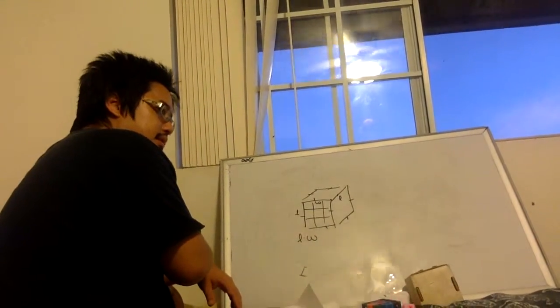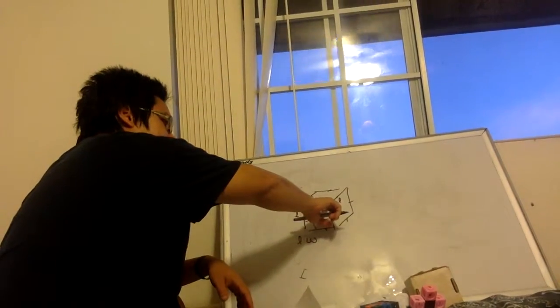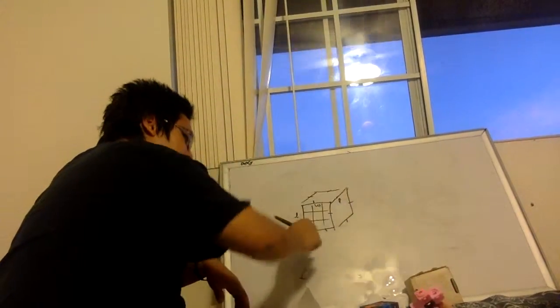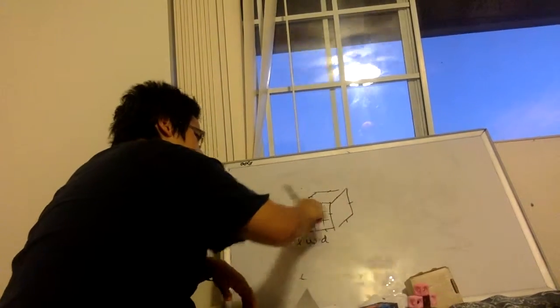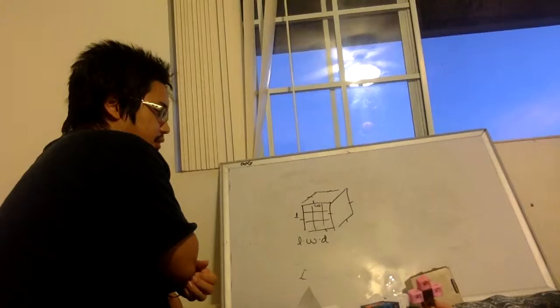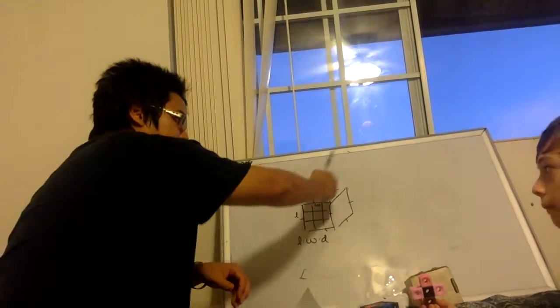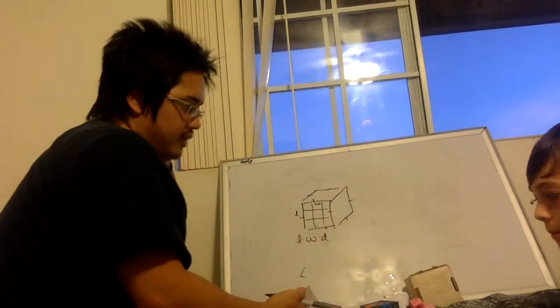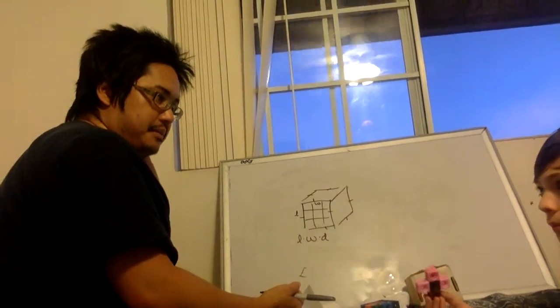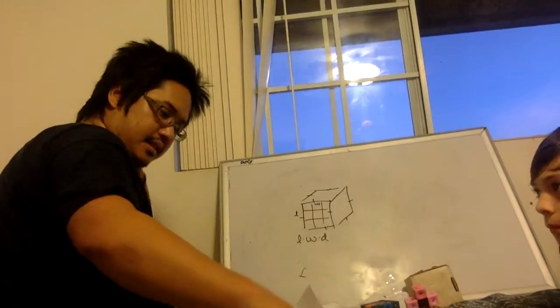Does that make sense? Yep. And then in order to get the volume, you said length times width times D, which stands for depth, or how far in. It's just the 3 dimensions of this thing. You have to multiply them all out. Does that make sense?